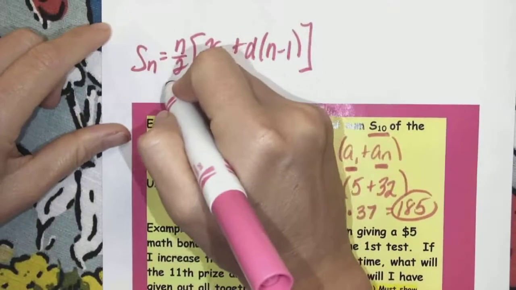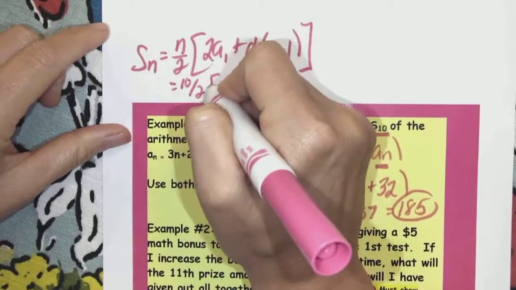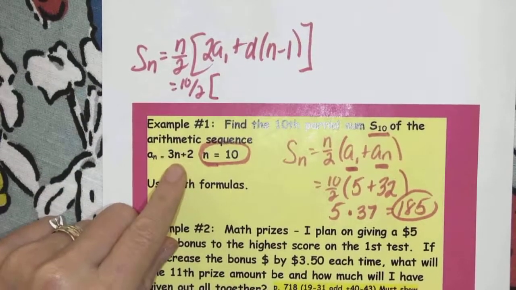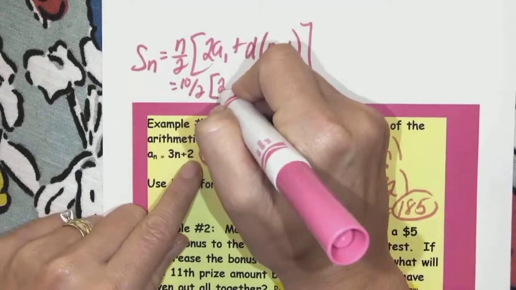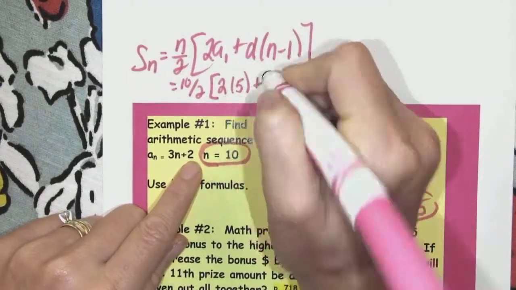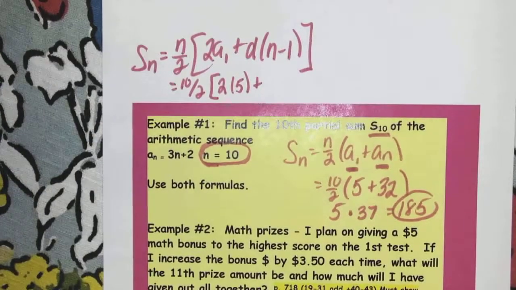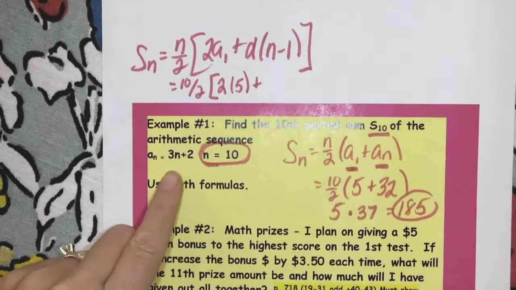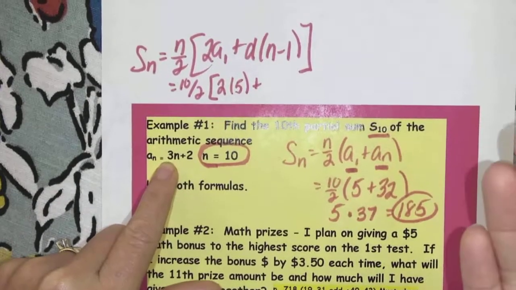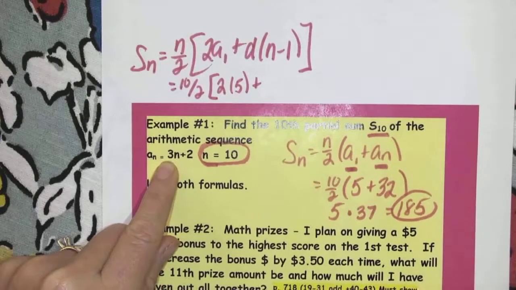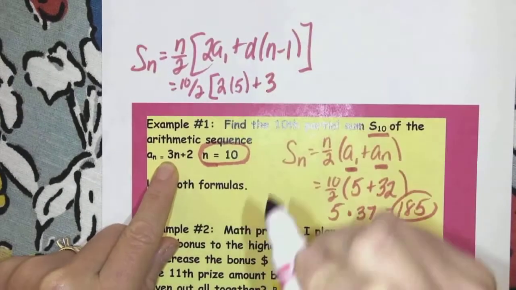10 is my n, so I'll have 10 over 2. I don't see the first term, so I have to plug it in. 3 times 1 plus 2 is 5, so I'd have 2 times 5. The reason a lot of people don't like this one for this particular problem is you can't see the d real easily. I will let you know if it's arithmetic. D is kind of like the slope, its rate of change, what it's going up by. It's 3 actually in this problem.